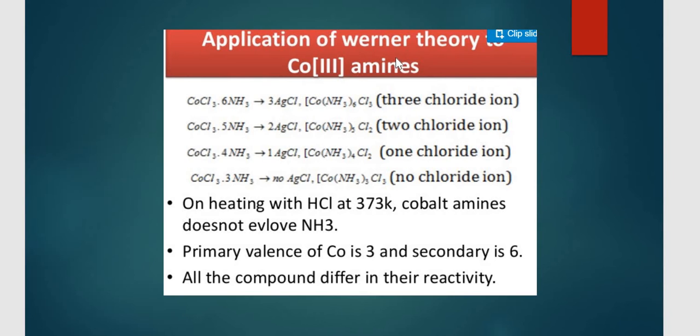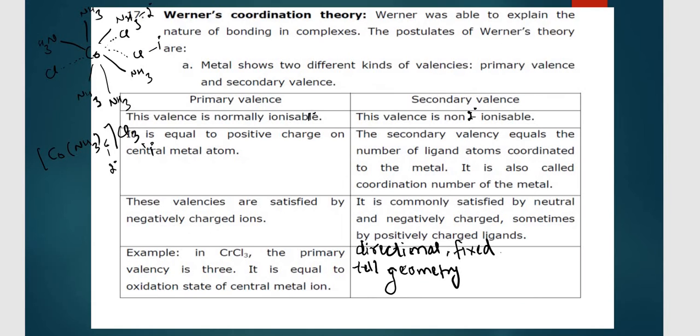After that, we discussed Werner's theory, where I told you that Werner experimented with different cobalt compounds and found that there are two types of valencies, primary valency and secondary valency. If you see this coordination compound, the ones outside the bracket, the 3 chloride ions, represent the primary valency, and this valency is ionizable. It means when I put it in water, it will ionize, and the Cl will go off as 3 Cl negative ions.